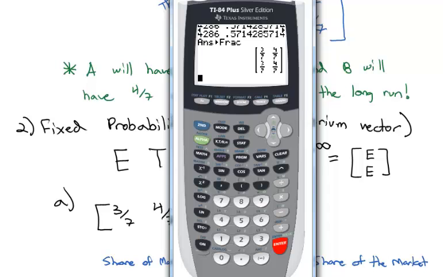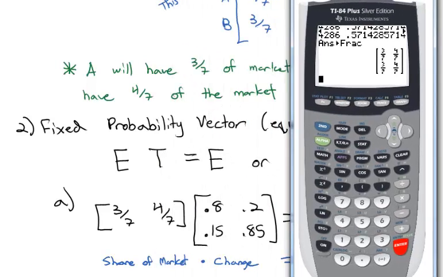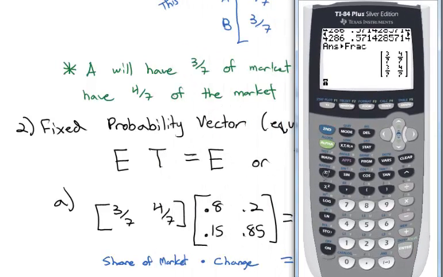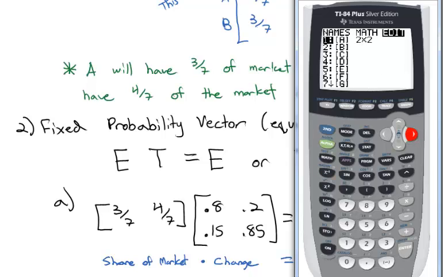Let's look at it on the calculator. We'll go second matrix. I'm going to edit a new matrix. We're going to call it matrix B. It's going to be this equilibrium vector. It's got one row, enter, two columns, enter. And it's 3/7 for the first entry, 4/7 for the second entry.